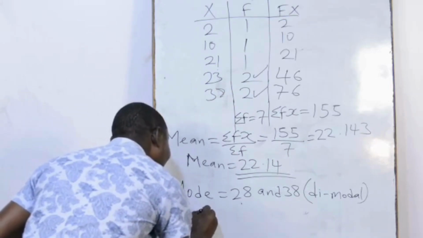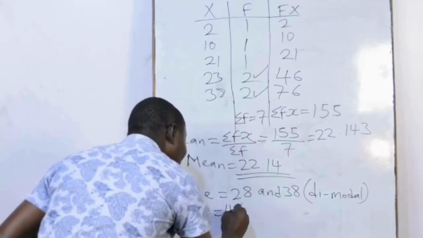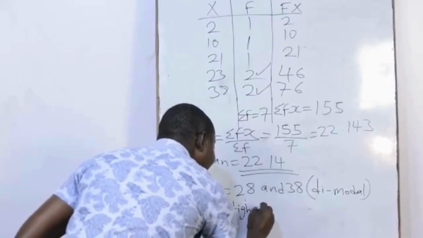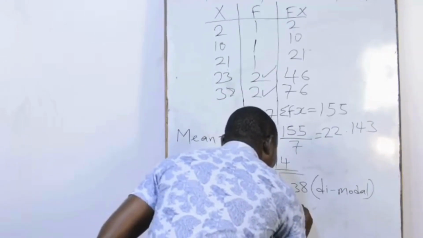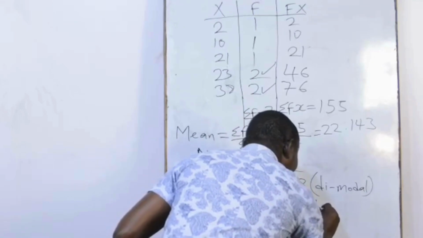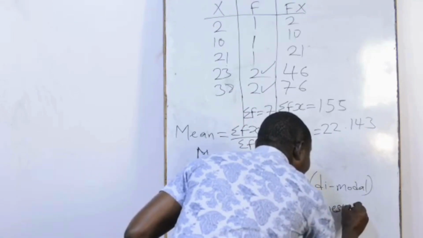Let's quickly examine the range. Range is the highest value minus the lowest value.